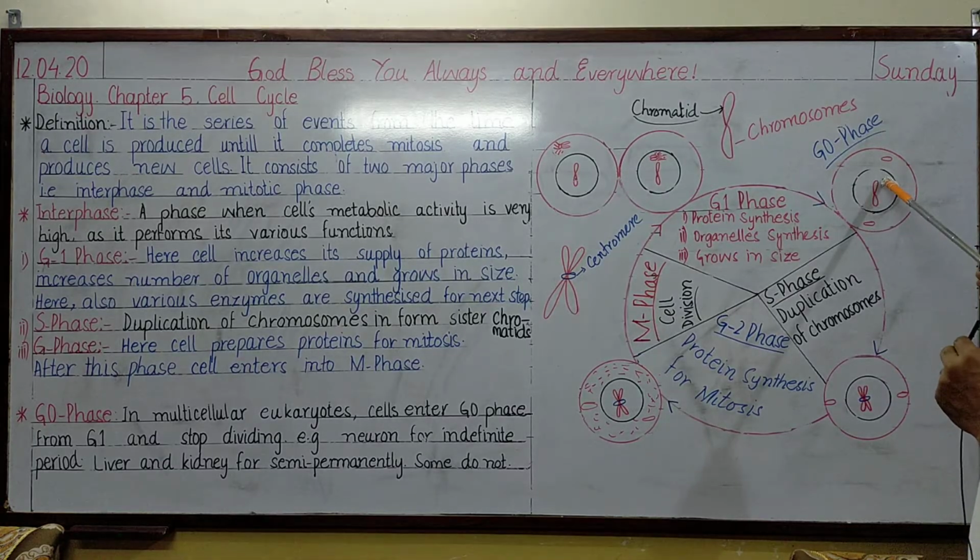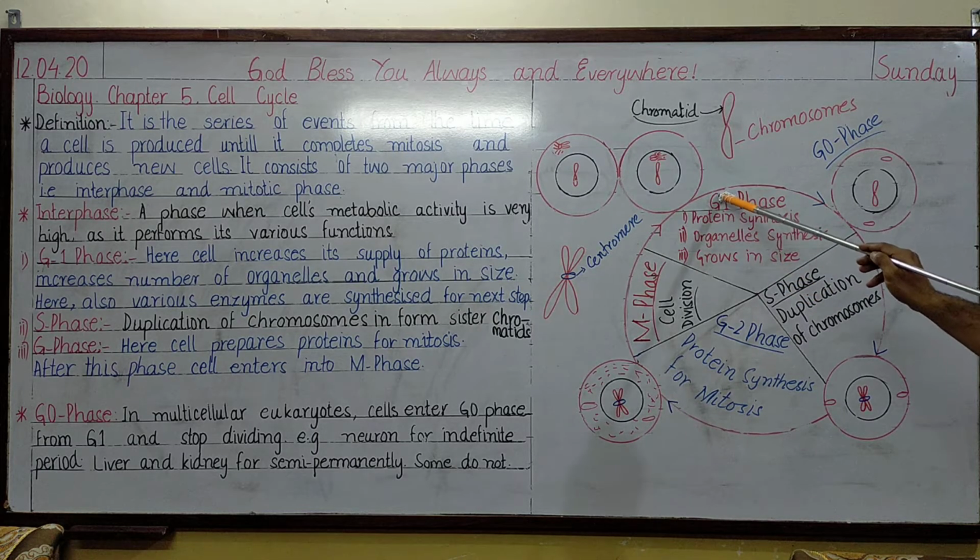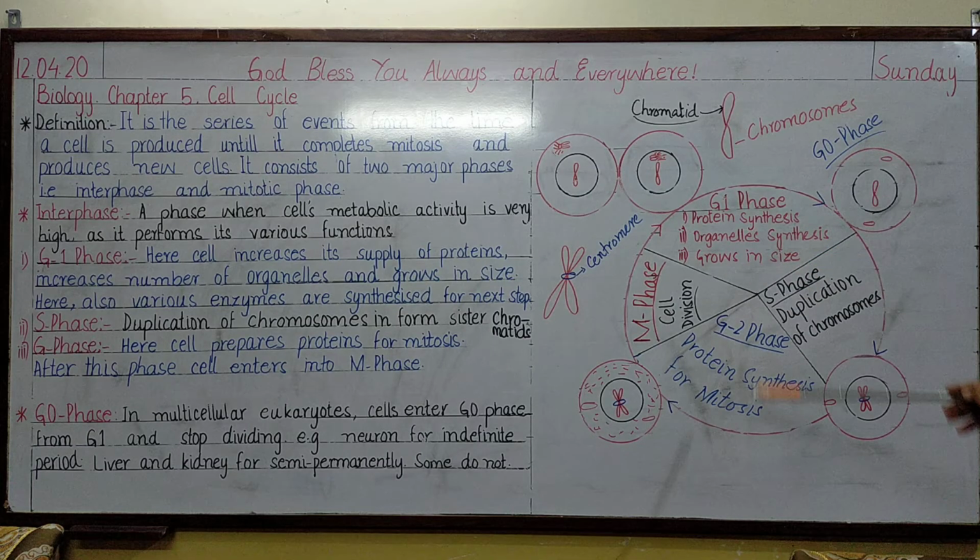In the next phase also, you see here it has one chromosome, but once it goes to S phase. Can you see? This is S phase. This is G1 phase. Three things: protein synthesis, then organelle synthesis, that means increasing the number of organelles, and then it grows in size. Three things. But we move to the next phase, that is S phase.